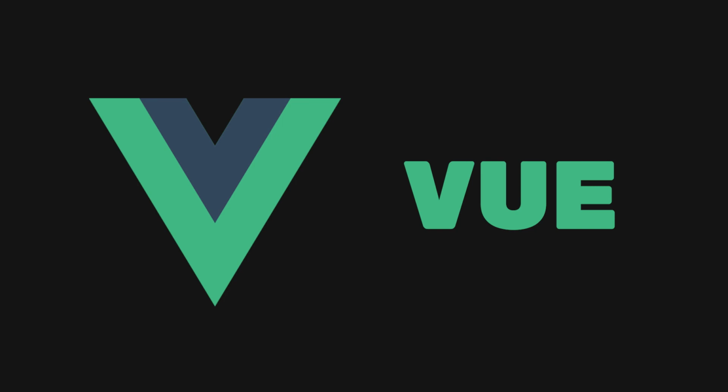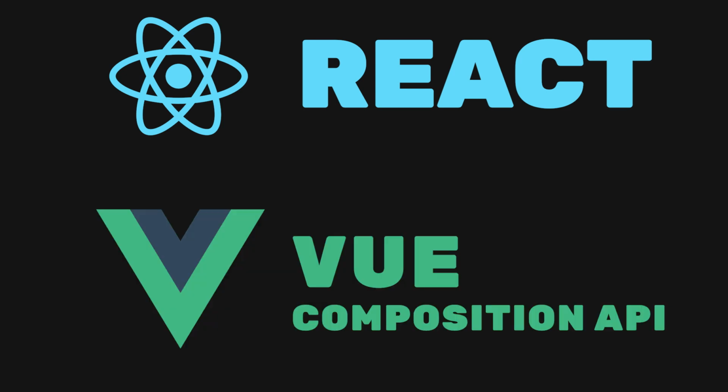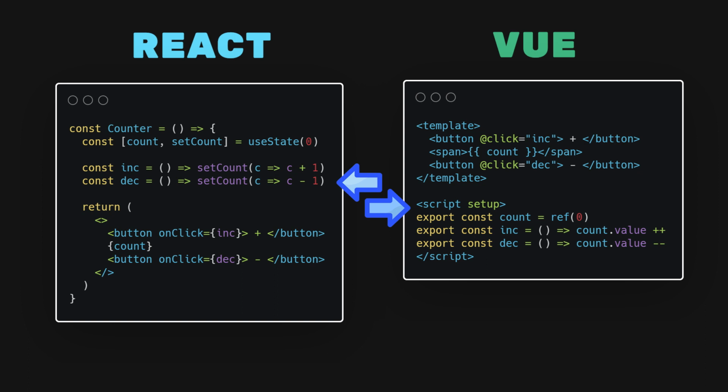Vue is a great framework that makes learning front-end development really easy. However, React is undeniably one of the most popular front-end libraries for building modern applications. With the new Composition API, Vue has become even more similar to React, making it really easy to learn both. By the end of this video, we'll convert some Vue components into React components and explain how React works.